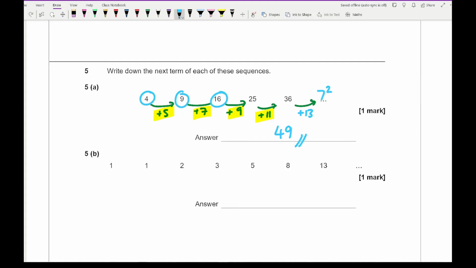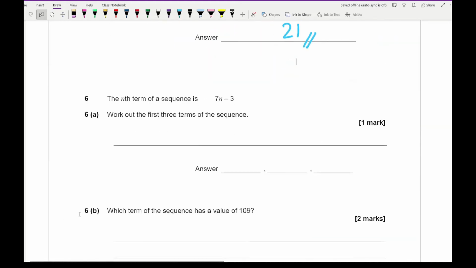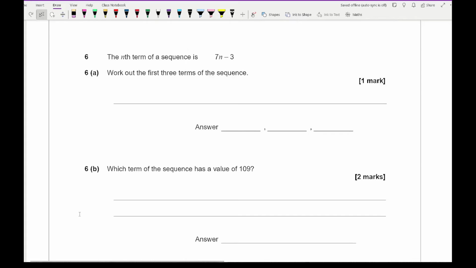The next one here, you can see we've got 1, 1, 2, 3, 5, 8, 13. So hopefully you'll be able to spot that this is the Fibonacci sequence. So here, if we add the previous 2 terms, it gives me 2. So 1 plus 1 is 2. 1 plus 2 is 3. 2 plus 3 is 5, and then 3 plus 5 is 8. 8 plus 5 is 13, and so this number here is going to be 8 plus 13, which gives me an answer of 21.